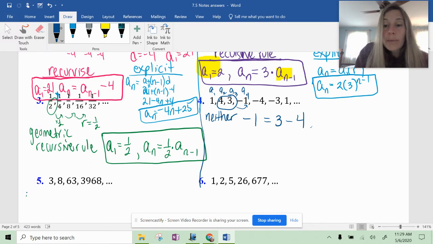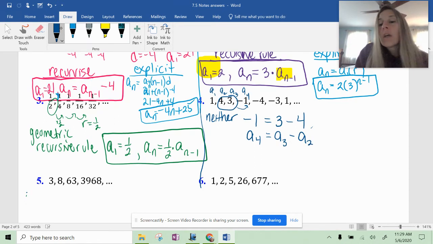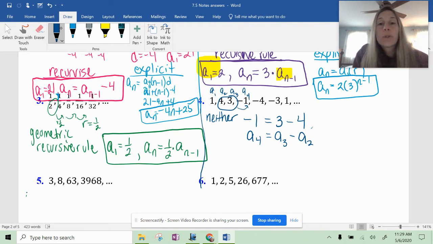So now I'm going to label these with which term they are in the sequence. Well, the -1 was my fourth term. The 3 is my third term. And the 4 is my second term. So I'm just labeling these numbers according to where they are in the pattern. So I'm saying, okay, the fourth number in the sequence is equal to the third number in the sequence minus the second number or term in the sequence, right? So now I just need to change these to n's.